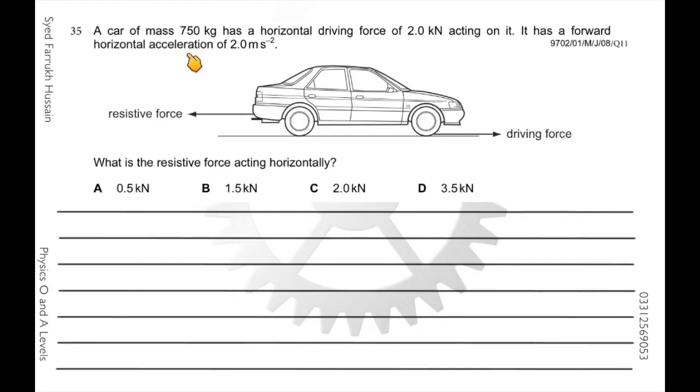The object is accelerating, which means forward force is greater than backward force. So FF is greater than BF. FF minus BF is equal to RF. Forward force minus backward force is equal to resultant force. So 2000 minus X is equal to ma, 750 multiplied by 2. X is found to be 500 Newton.